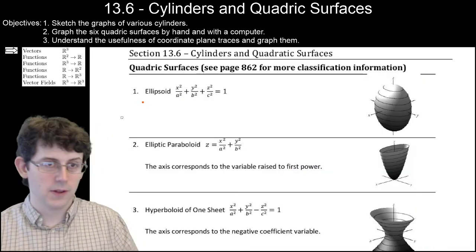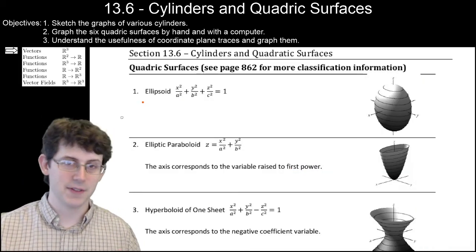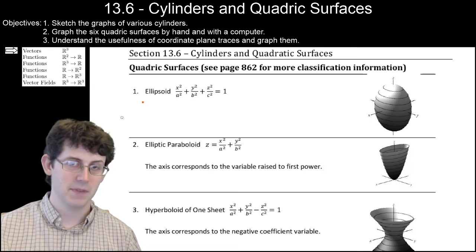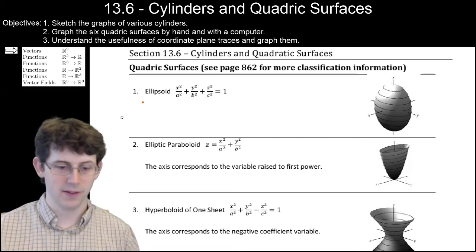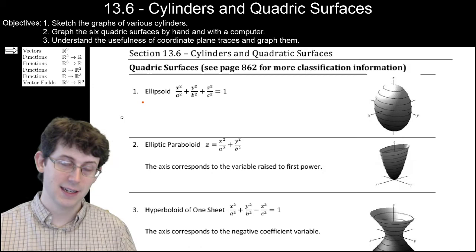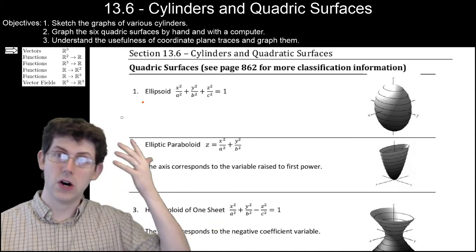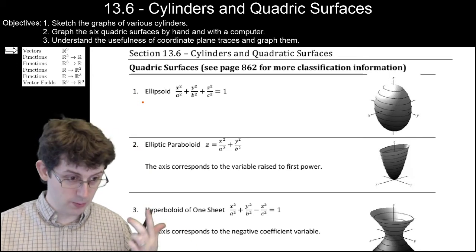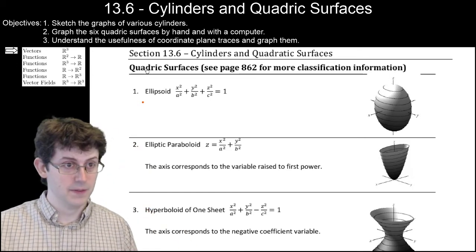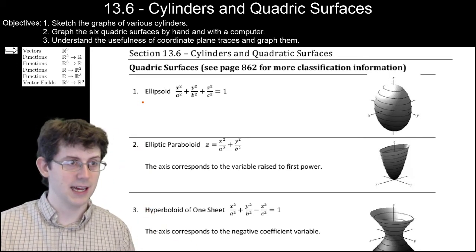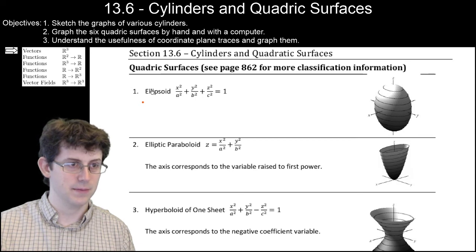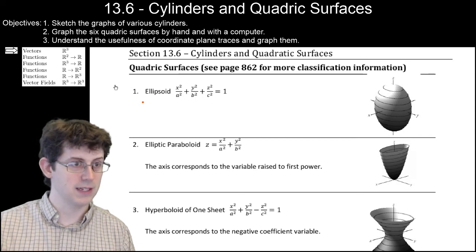Okay, so those were cylinders. That's like half of the surfaces that you're expected to draw. The other surfaces that you're expected to draw are the ones that are curvy in every direction. And there are lots of different surfaces. You should not think that this is all the surfaces. If we type random stuff into a grapher, we should be able to get all kinds of weird shapes.